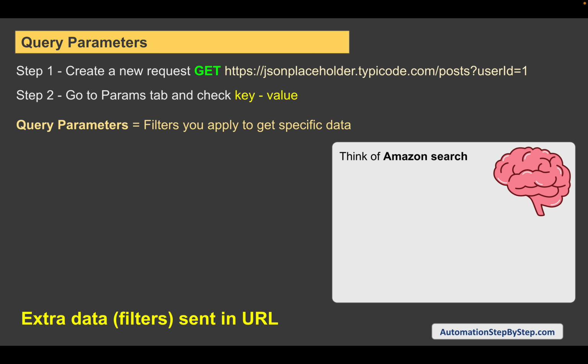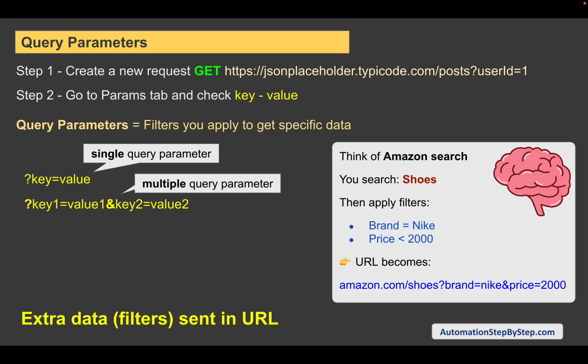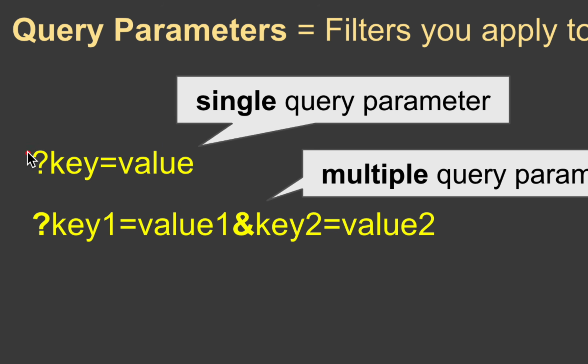And you can think of the Amazon search. When you search on Amazon, let's say you are searching for shoes, you can apply some filters like the brand, the price range, etc., and accordingly you will get your results. So all these filters, all these parameters get added to your URL, and these are the query parameters. Okay, and we can have a single query parameter and multiple query parameters as well. What we have seen just now was a single query parameter. So make sure that it always starts with a question mark and then the key and value. And when you have multiple query parameters, it will again start with a question mark, but then the different query parameters will be separated by an ampersand symbol.